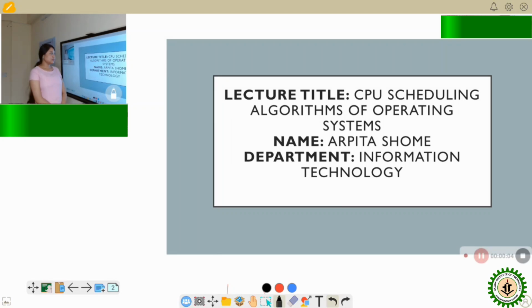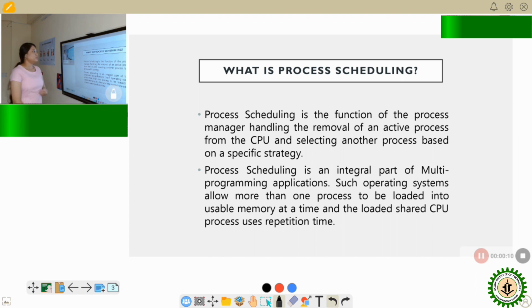So today we are studying CPU scheduling algorithms of operating system. First we need to know what is a process. A process is basically a task that is now in a running state. A task is in execution. Okay. So our task is in execution when that is a process.